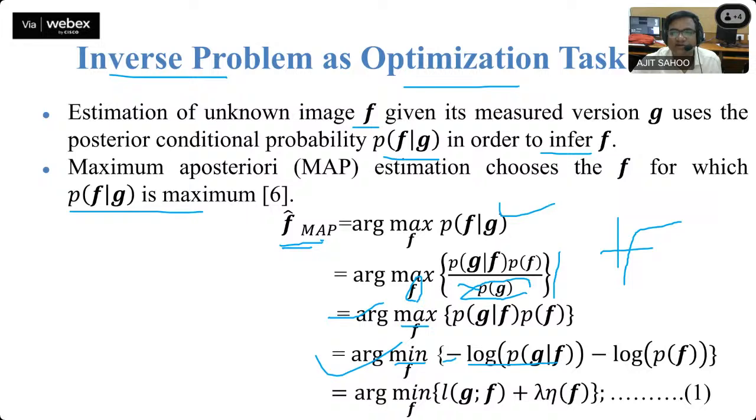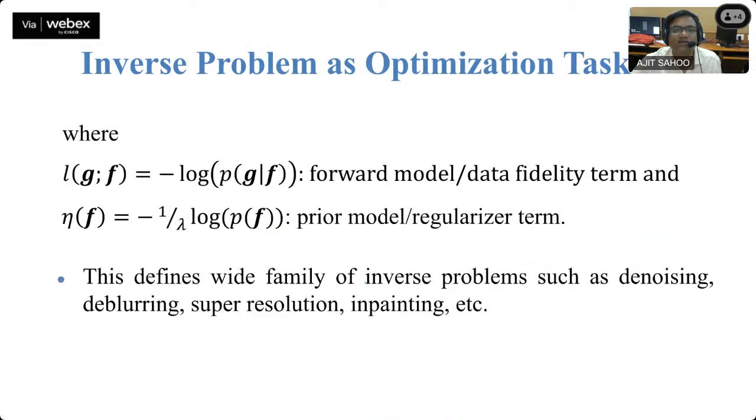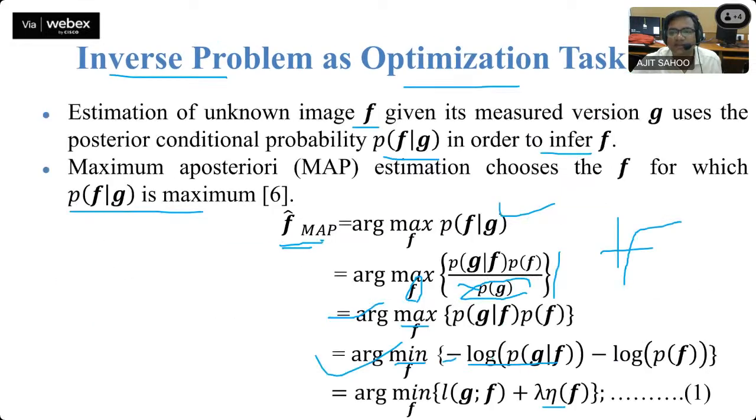So this is called the log likelihood function. So arg min of LGF plus eta. Here, minus log p(g|f) is called the forward model, or the data fidelity term, and minus 1 by lambda log p(f) is called the prior model or regularization term. By decomposing this way, you get one called the data fidelity term, and the other your prior term. So log p(f) is called the prior term.